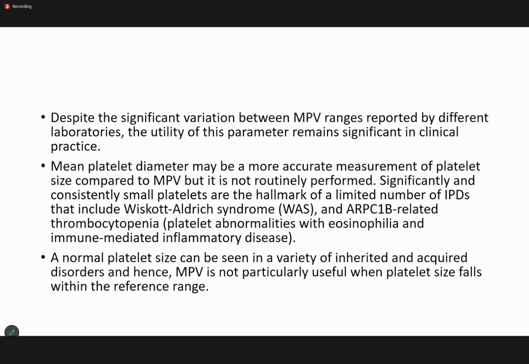Right. And significantly and consistently small platelets are the hallmark of a limited number of IPDs, which include viscohydration syndrome, okay, or ARPC1B-related thrombocytopenia. Okay, but in the case of MPV within the normal range, it is basically not really helpful, because a normal platelet size can be seen in a variety of inherited and acquired disorders.